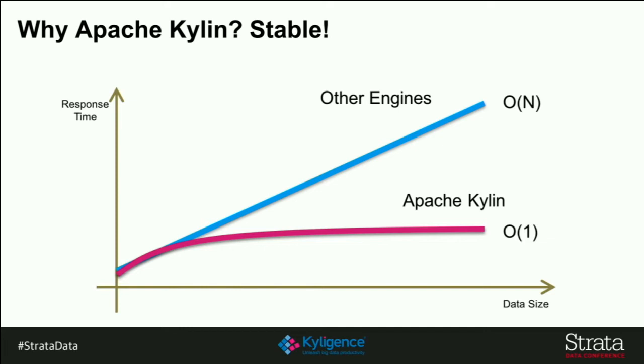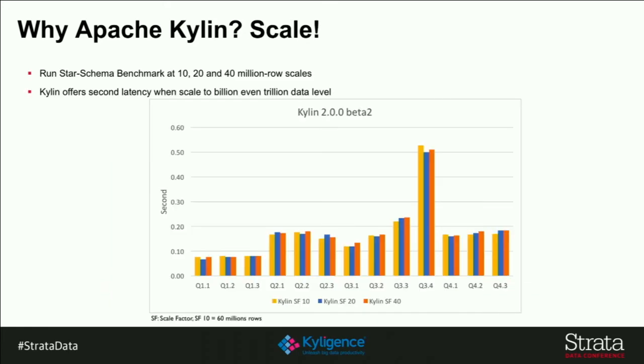But with pre-calculation, we can actually keep it flat. That is what happened there. We call it a stable. And later on, we call it a scale.